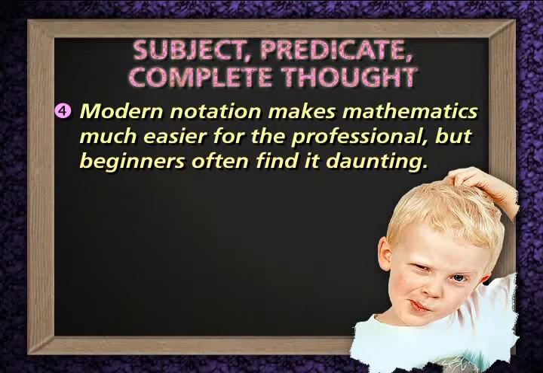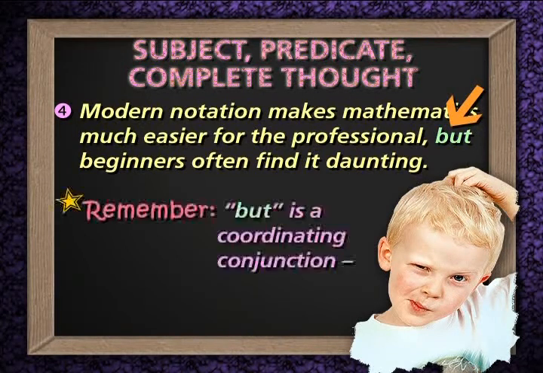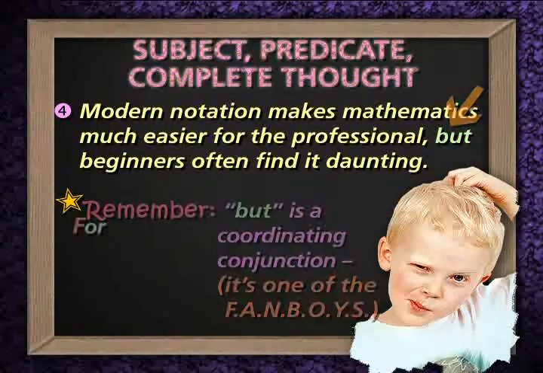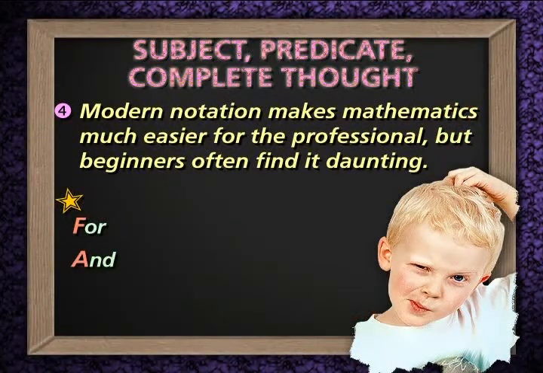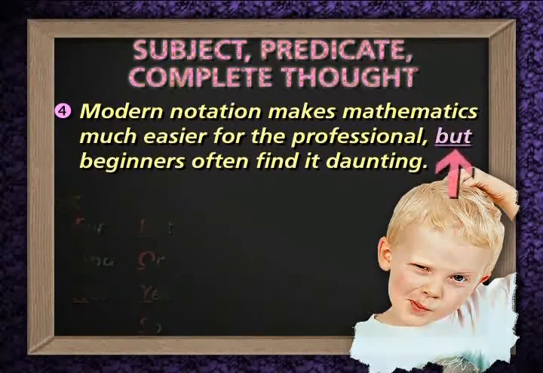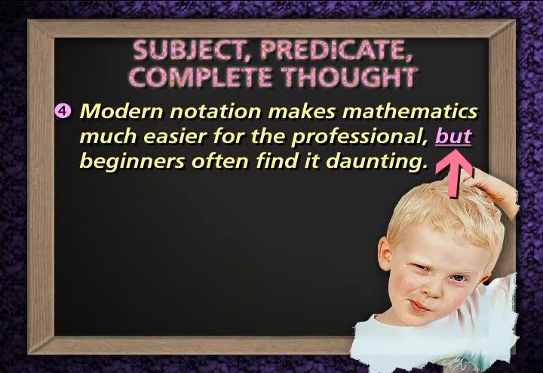I've joined those two independent clauses, those two complete sentences, with the conjunction but. Remember, but is a coordinating conjunction. It's one of the fanboys. Remember the fanboys? For, and, nor, F-A-N, but, or, yet, and so, boys. I'm using but here to show the contrast between the second independent clause and the first independent clause.